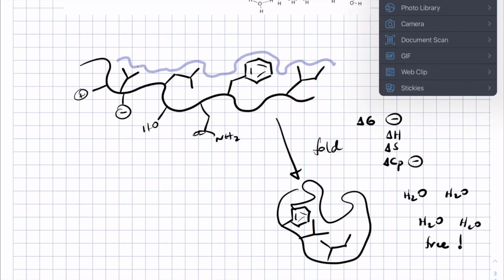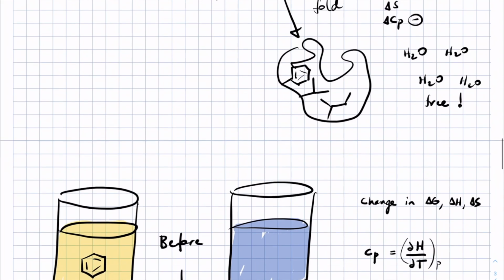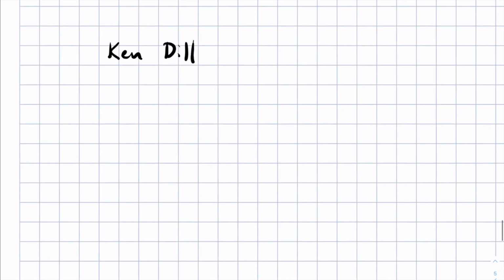Let's see. Oh, I know what I was going to say. It turns out the hydrophobic effect is so important that some people have modeled protein folding as being exclusively about the hydrophobic effect. Professor Ken Dill did some really important work early on with a two-dimensional lattice model of protein folding, and this is great because we have a grid here, so we can totally do this. The open circles are polar amino acids, and the filled circles are non-polar amino acids.